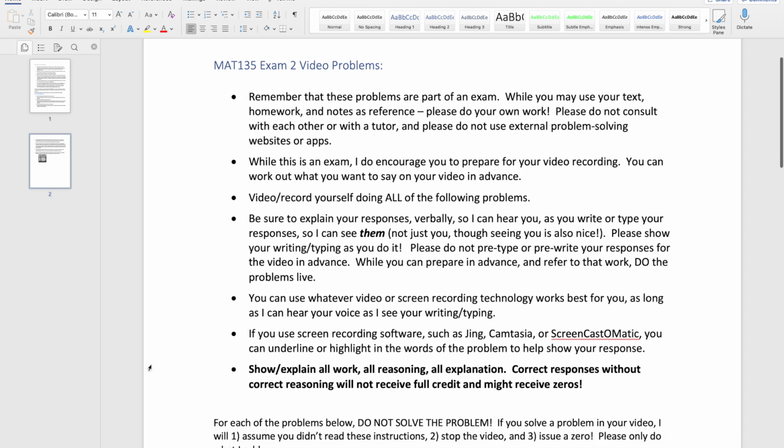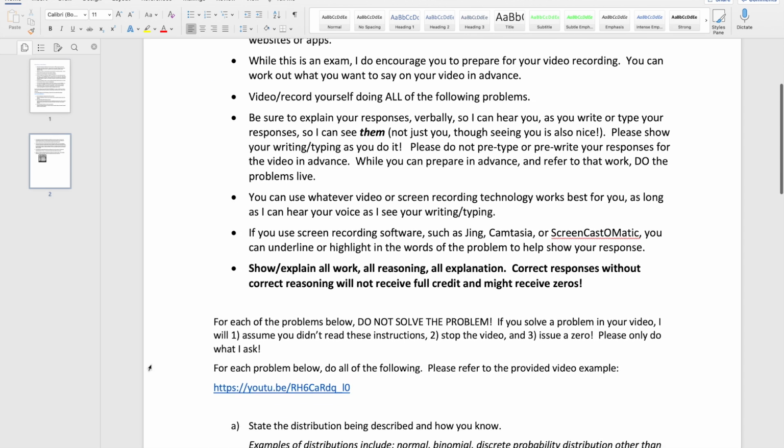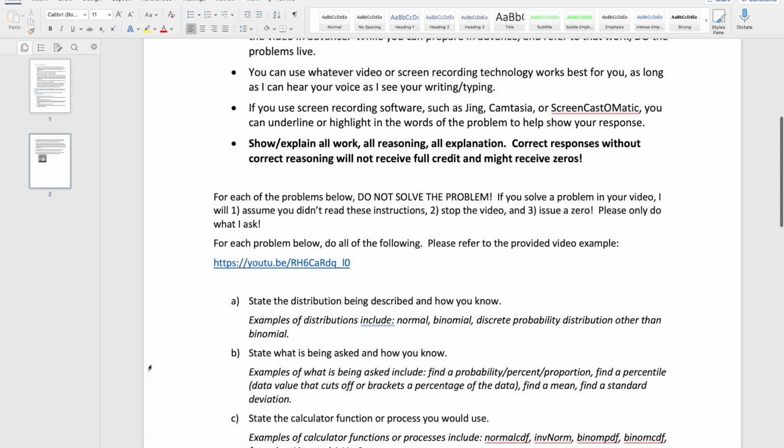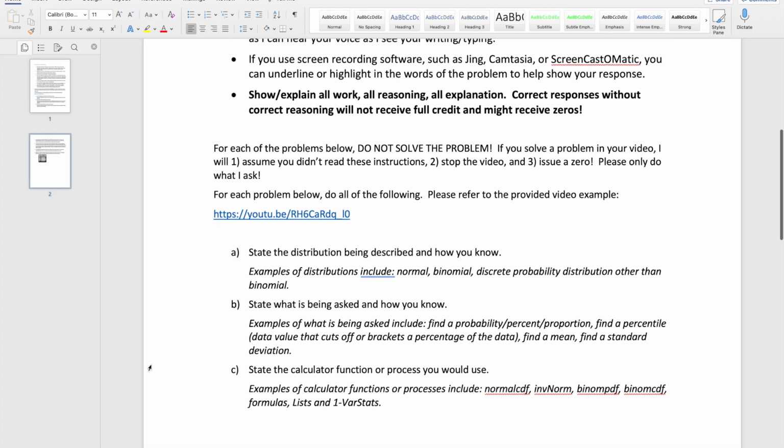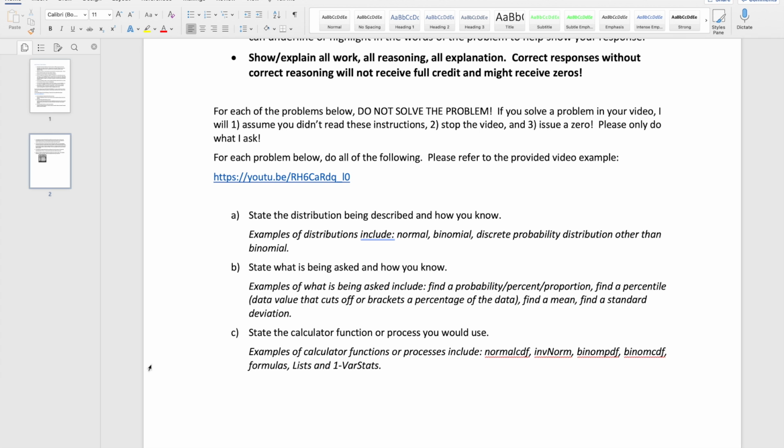So we are going to be working on those, and I'm going to follow your prompt. So we're going to state a distribution, okay, and state what is being asked and how I know, okay, and then what function I will use.